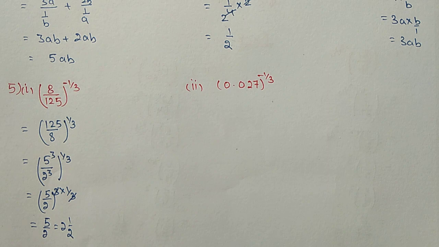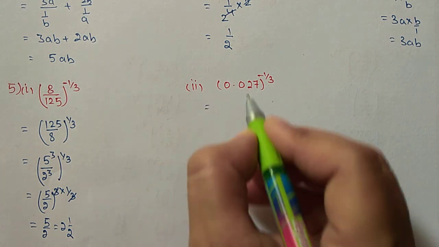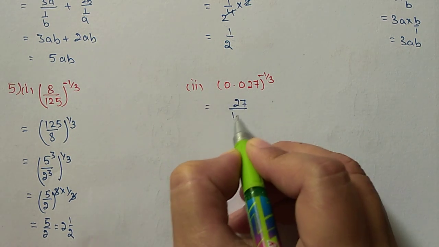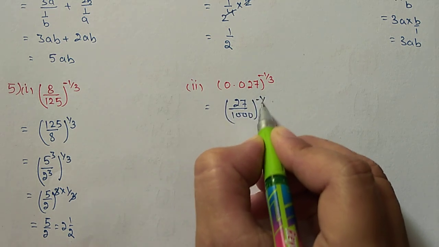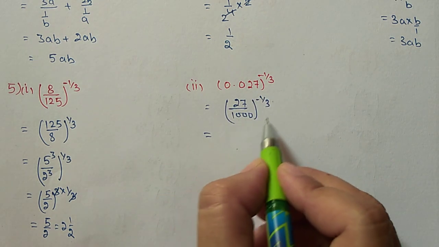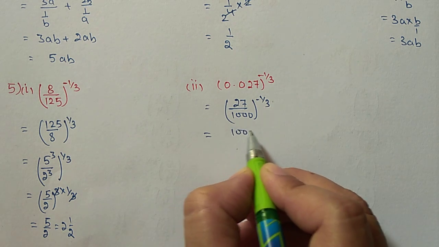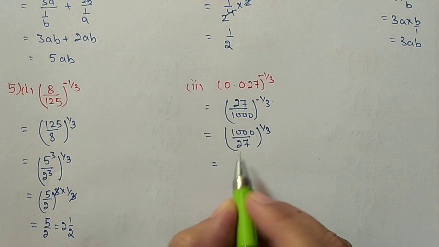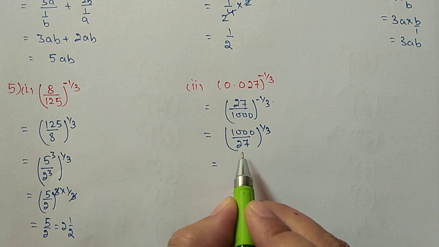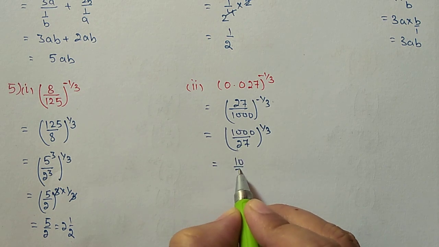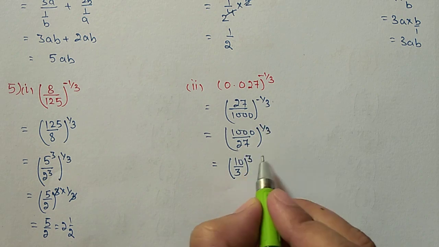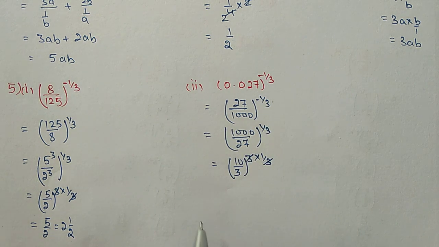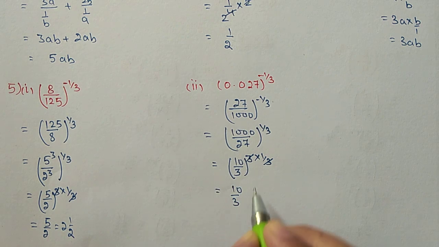Second part, 0.027 whole to the power minus 1 by 3. We can write this as 27 by 1000 to the power minus 1 by 3. Then we will change this minus power into plus. For that we have to take the reciprocal, 1000 by 27 to the power 1 by 3. 1000 we can write as 10 to the power 3 and 27 we can write as 3 to the power 3, or we can write it as 10 by 3 to the power 3 and whole power 1 by 3. So this will cancel out. 10 by 3, which we can write as 3 whole number 1 by 3.